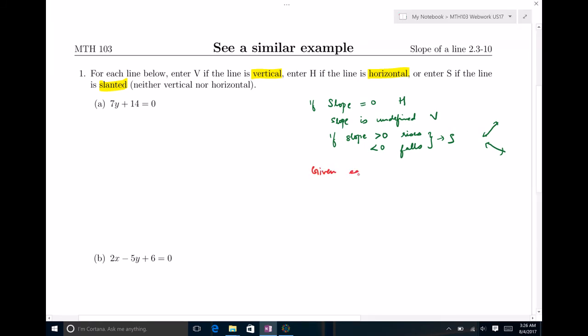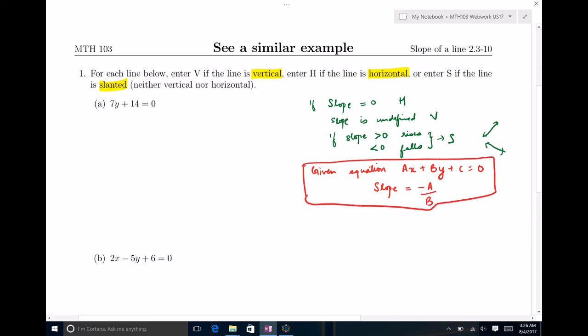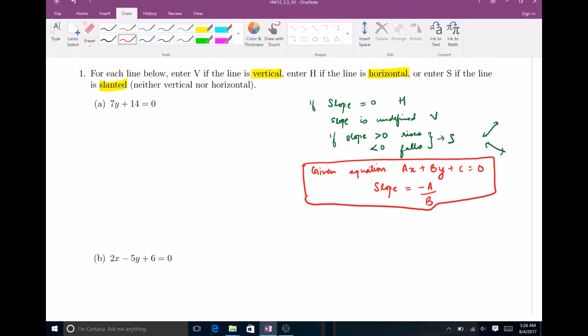So given an equation of a line, let's say that looks like this: ax plus by plus c equals 0. If this is what your equation looks like, then the slope of the line is given by negative a over b. This is a formula that it would really help you to remember. That's what I'm going to use to solve all these problems.